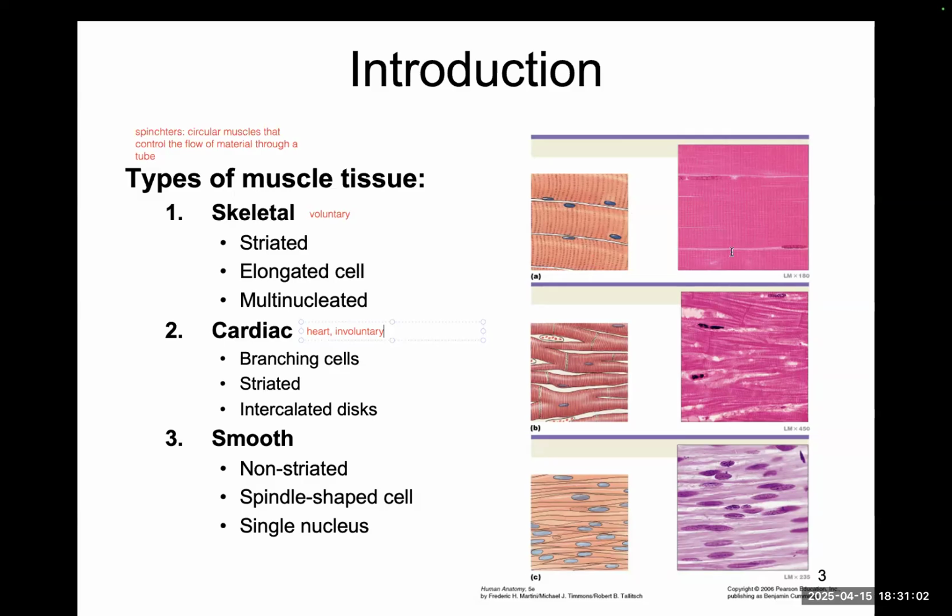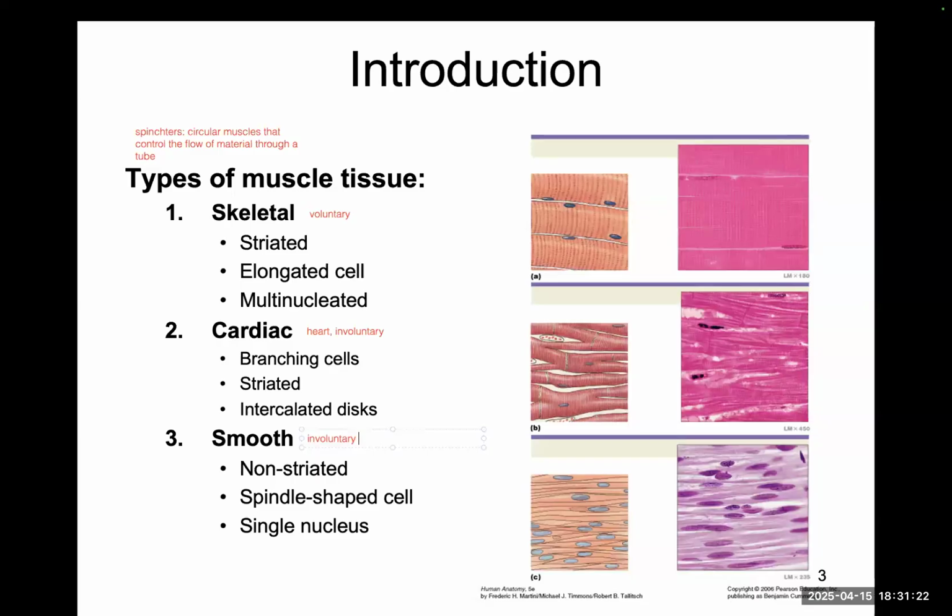And then the last one is going to be smooth muscle, and this is also involuntary. This is going to be associated with all kinds of stuff that you don't have control over. So involuntary, you don't have direct control over it. A really great example of this would be your goosebumps.